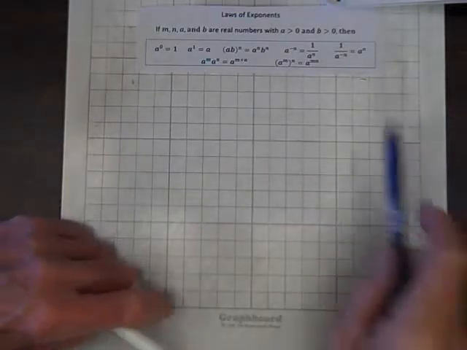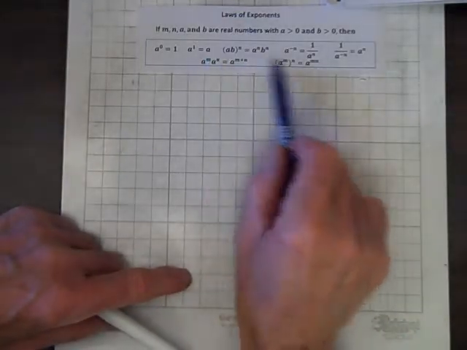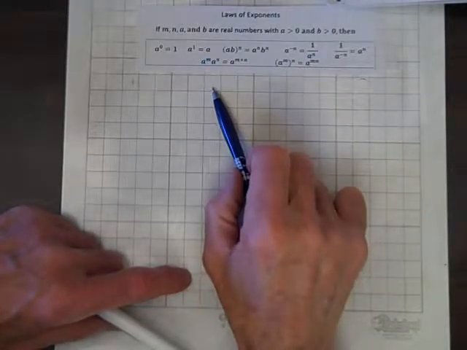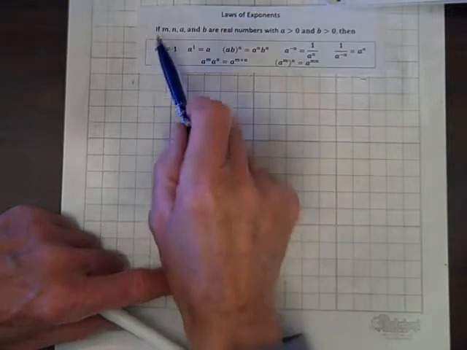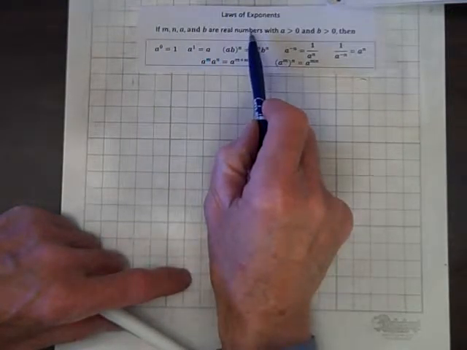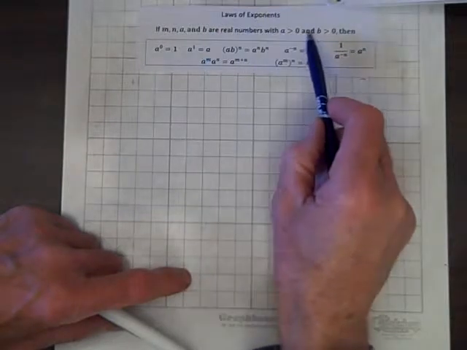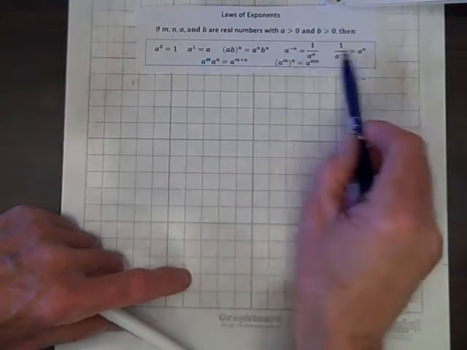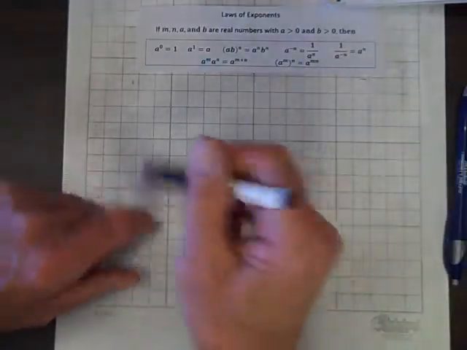Our task is to review the laws of exponents. Now, if you find this print a bit too small, please refer to your text. So, if m, n, a, and b are real numbers with a greater than 0 and b greater than 0, then these laws apply. So a to the 0 equals 1.